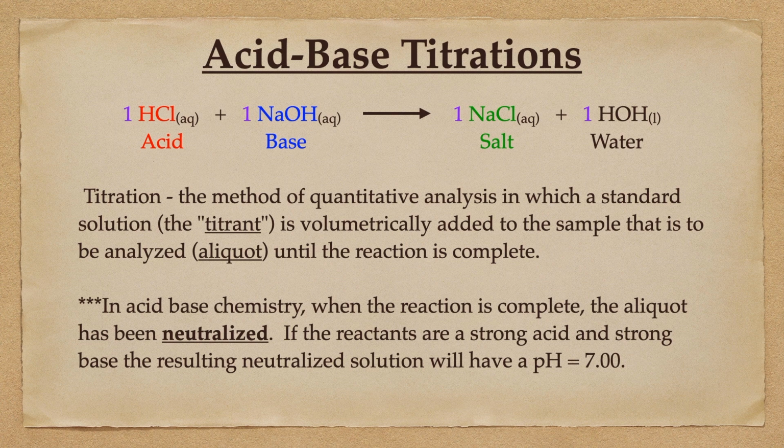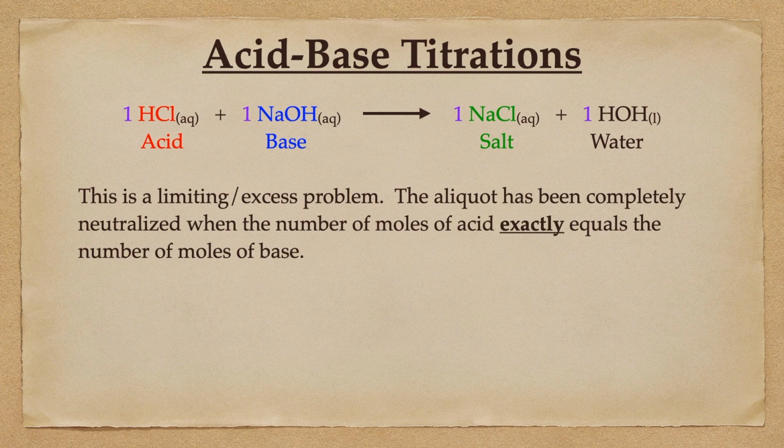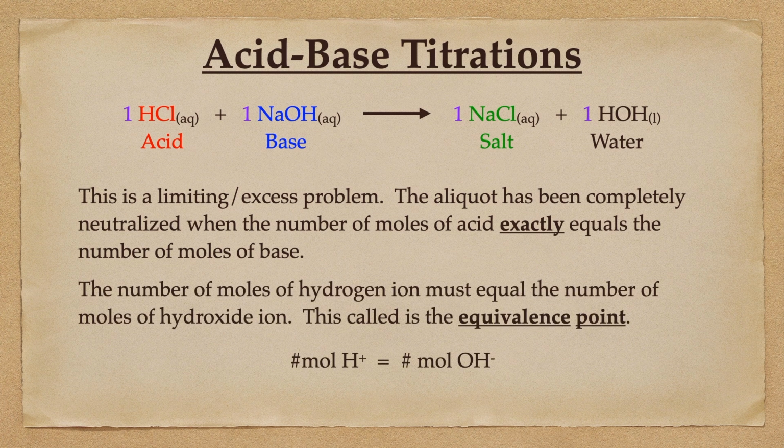If the reactants are a strong acid and a strong base, the resulting neutralized solution will have a pH of exactly 7.00. This is actually a limiting excess problem. The number of moles of hydrogen ions that were in the original acid, the aliquot, must equal the number of moles of hydroxide ion that has been added from the base. When this occurs, this is called the equivalence point.